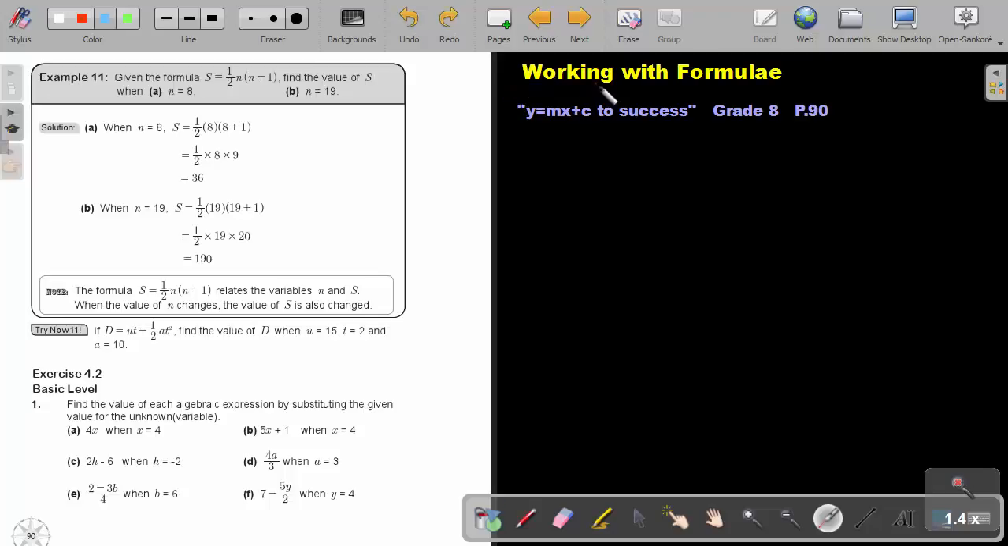Part 8, Working with Formula. You will find this on page 90 in the Namibian Mathematics Grade 8 textbook. Now let's look at an example.